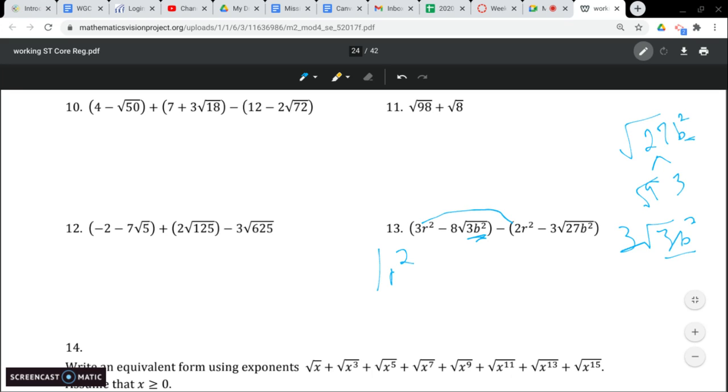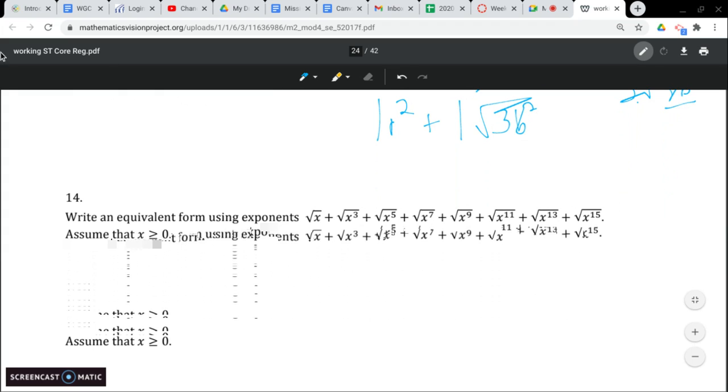3b squared, 3b squared. They match up now. Now we take this 3 and multiply it to this 3. So really, this is the same thing as 9 times the square root of 3b squared. So we have negative 8 plus 9, which will give us 1. So we're going to have plus 1 root 3b squared. And there's your answer.